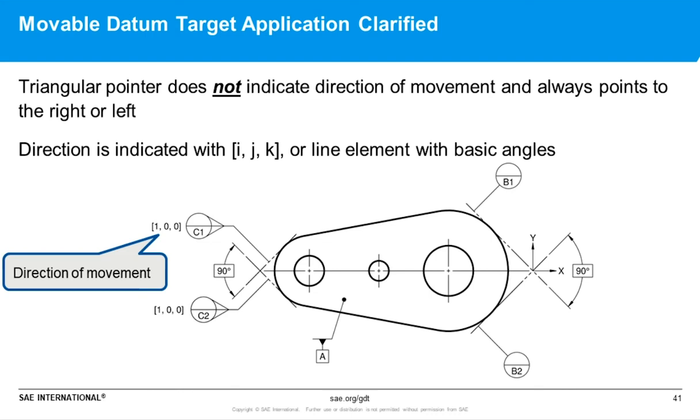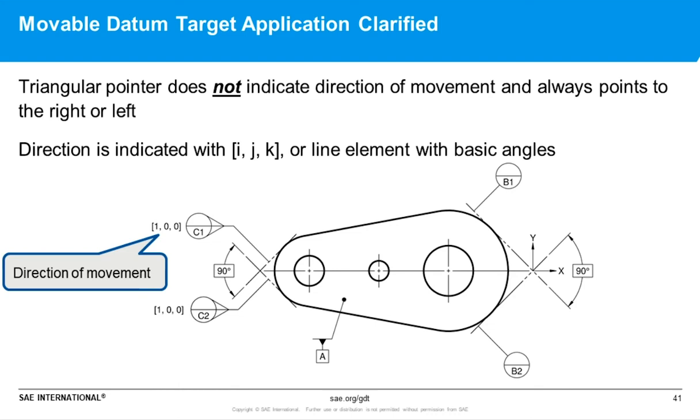Next up is the movable datum target application. That has been clarified. The movable datum target symbol has that little triangular pointer, which some like to call a little bird's beak. If you read the old 2009 standard, and if you didn't read it carefully, and just looked to the figures for examples, you could easily misinterpret the use of that symbol and think that that little pointer identified direction of movement.